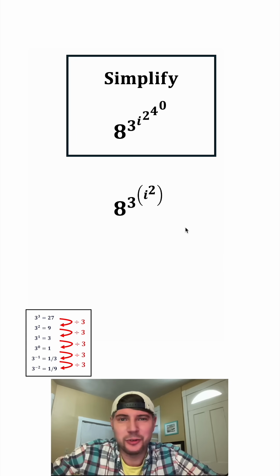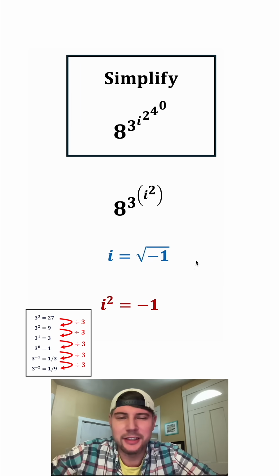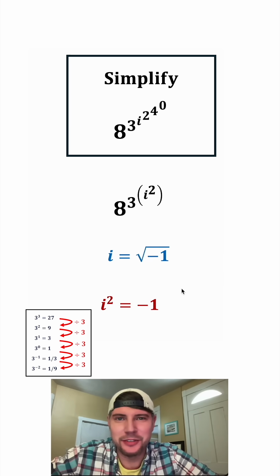Next, we have i squared. For the most part, people use two different definitions for i. They say either i is equal to the square root of -1 or that i squared is equal to -1. There's some people who don't like this definition, and there's interesting reasons why. You should be fine using this as a definition for i.